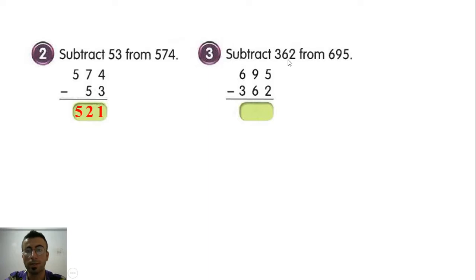Subtract 362 from 695. Subtract the ones. 5 minus 2 equals 3. Subtract the tens. 9 minus 6 equals 3. Subtract the hundreds. 6 minus 3 equals 3. 333. Okay?